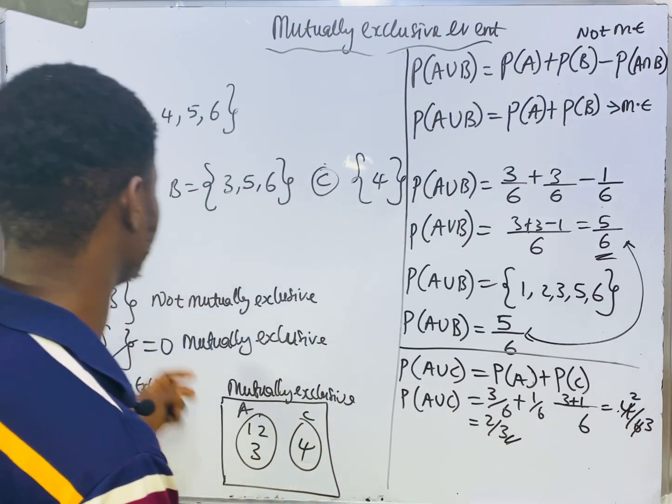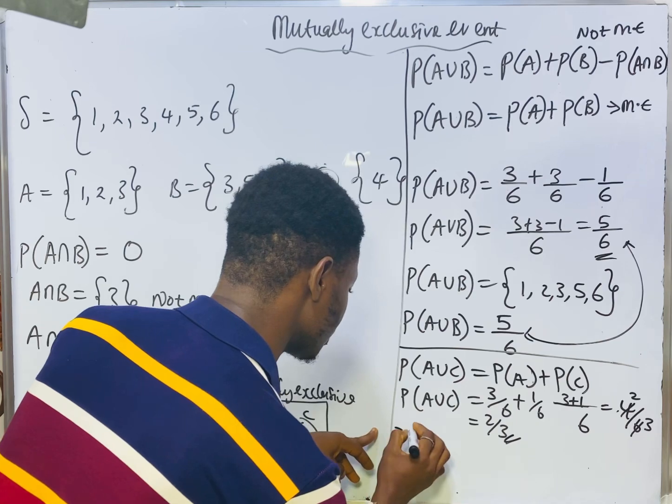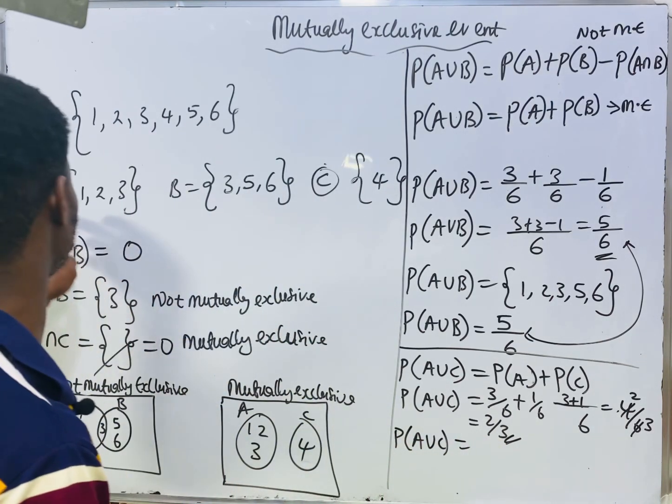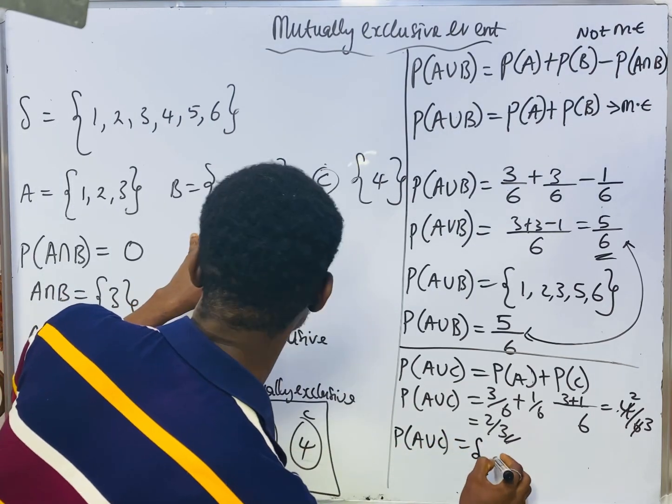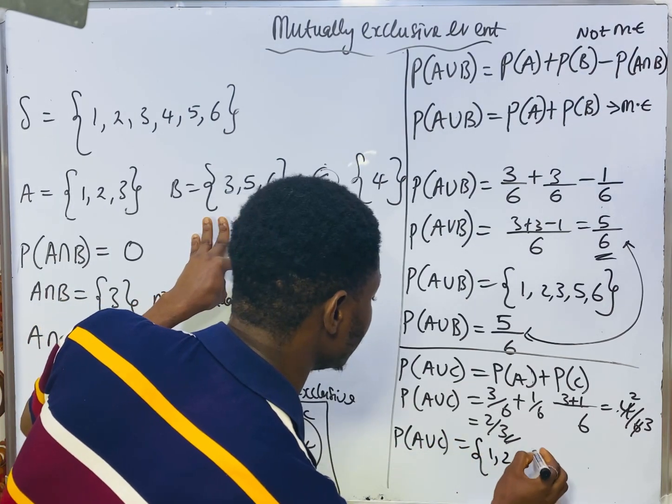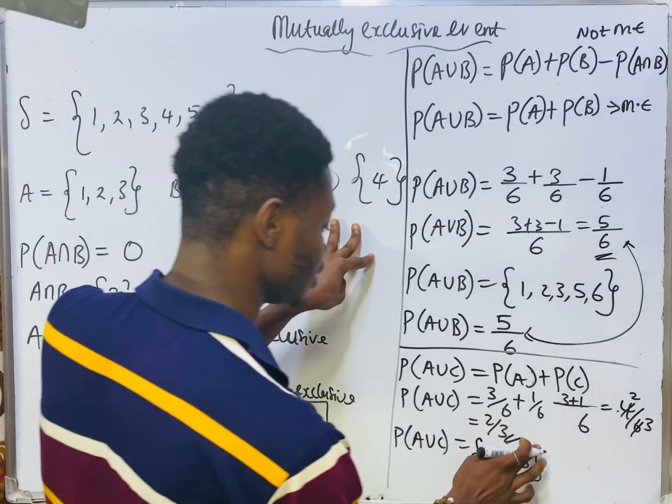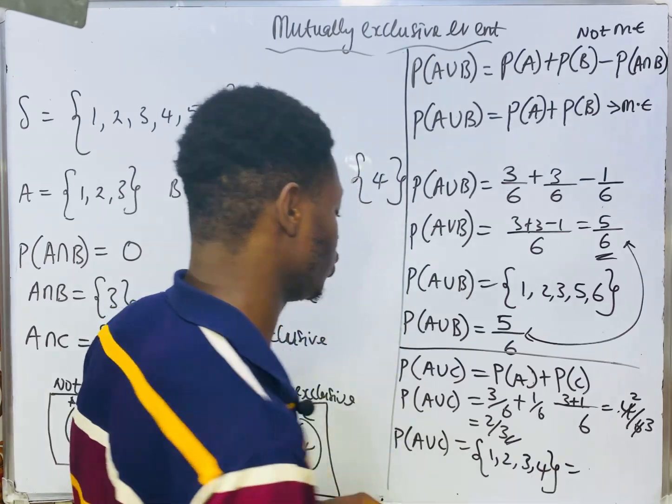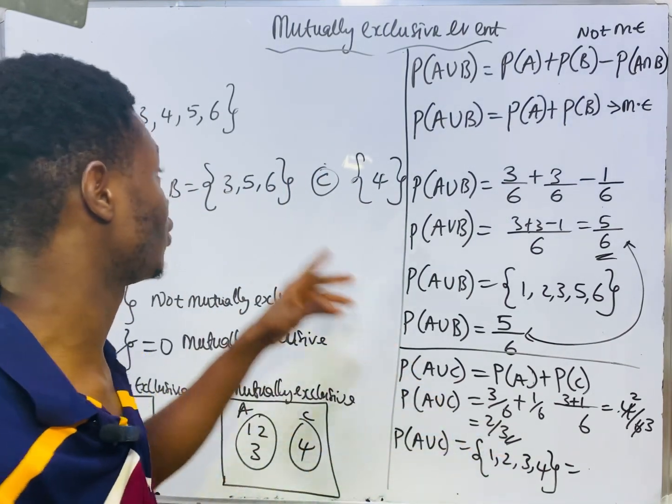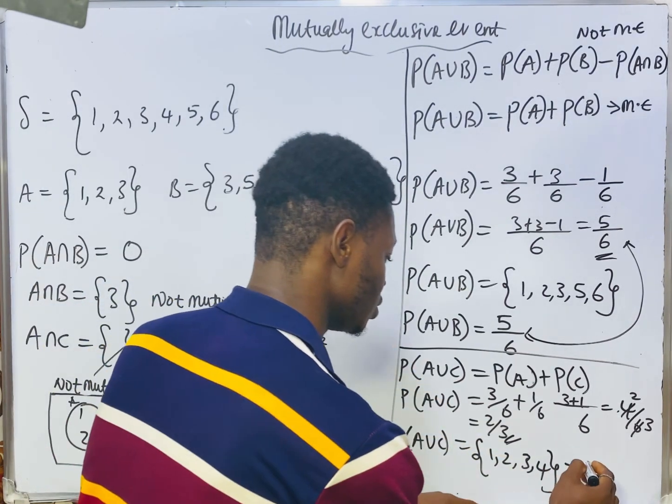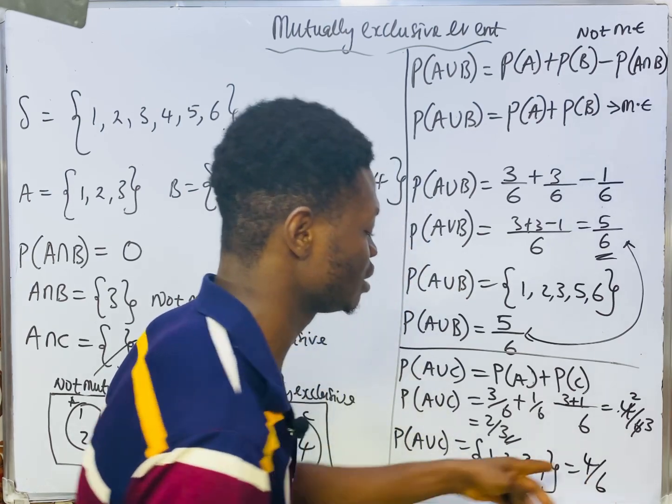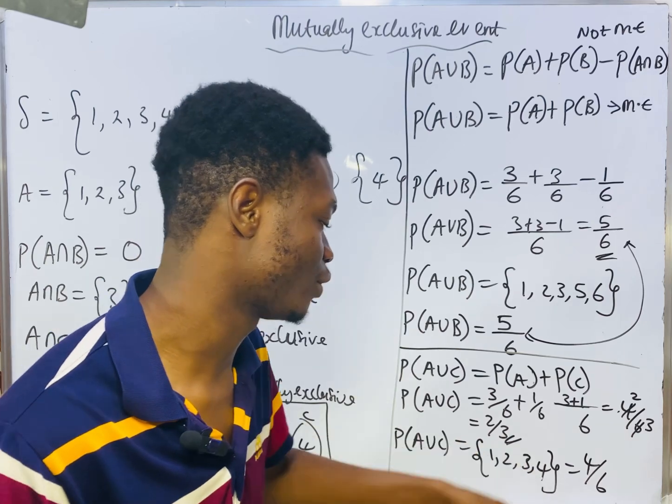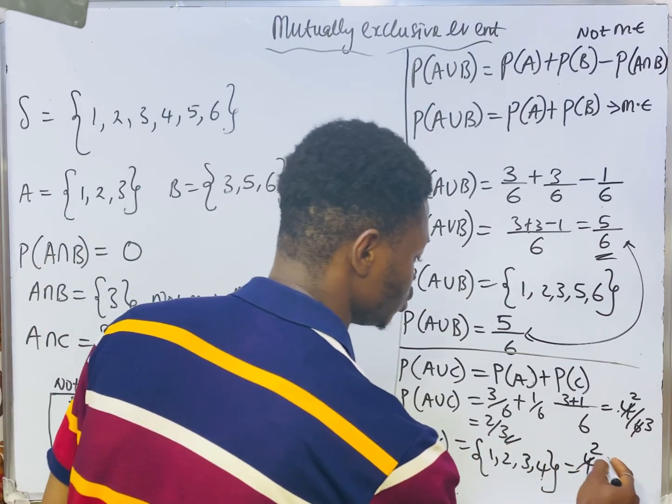Now let's use the normal way. The probability of A union C will now be the union of A and C, which is 1, 2, 3, comma 4. So we are choosing 4 numbers out of this sample space of 6. So we have 4 over 6. This means 4 at most. So we are choosing either 1, 2, 3, 4. So 4 over 6, which is 2/3.